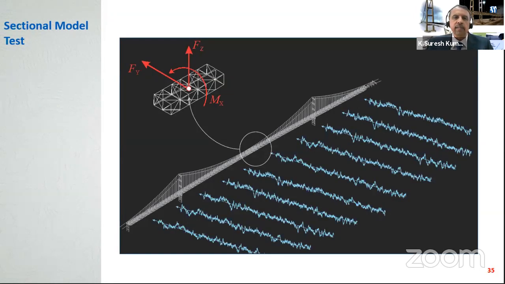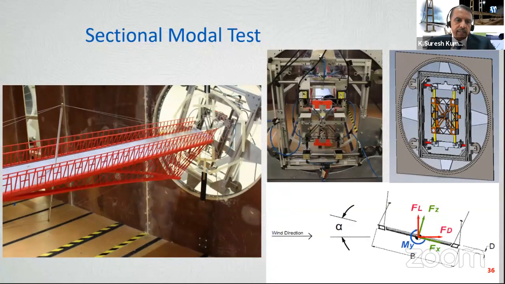So what is a section model study? As the name suggests, it is only a section of the bridge. Only a section of the bridge, typically being selected from the middle of the bridge. And in certain cases, very, very rarely, if you have sections changing as you go from the middle to the pylons or something like that, then we have to make a decision whether we have to do two section model studies or one is sufficient, and all of those things one has to design.